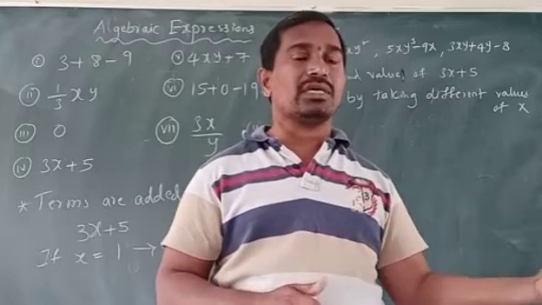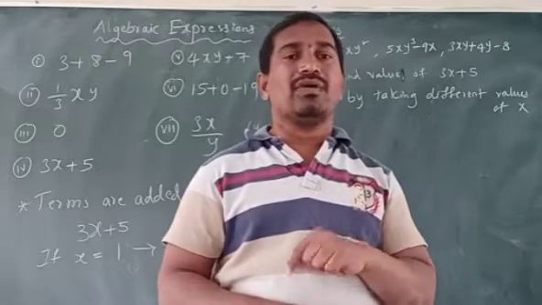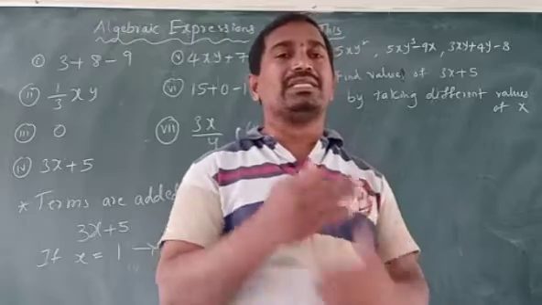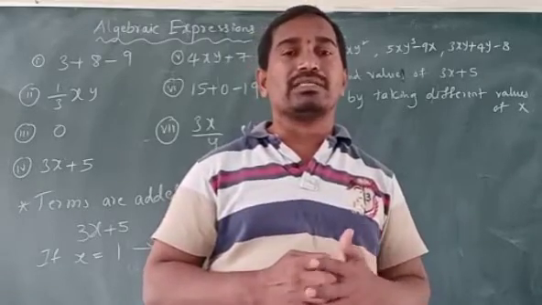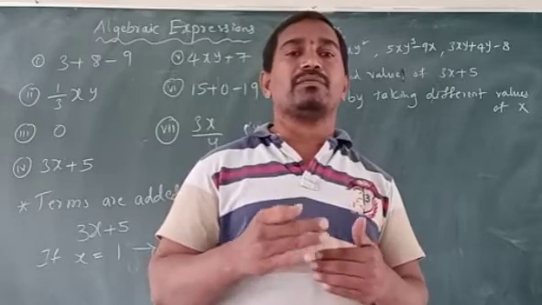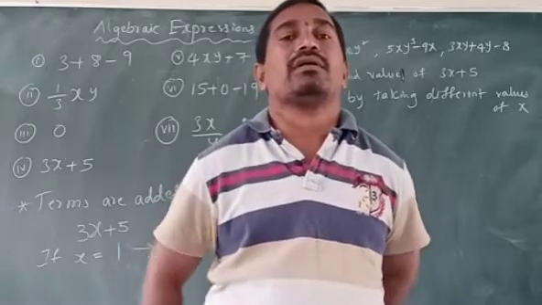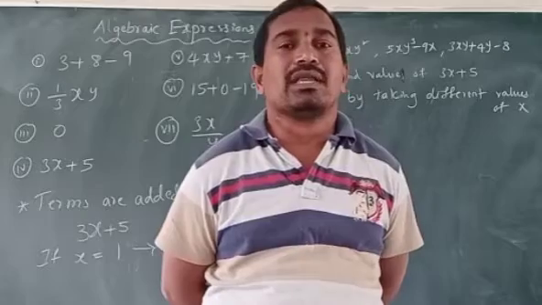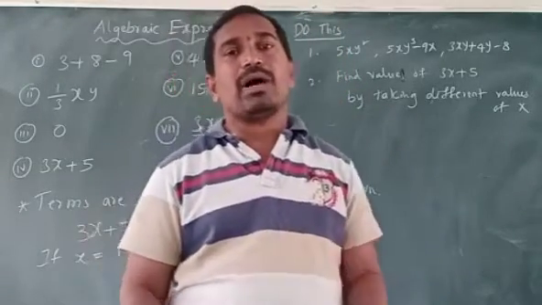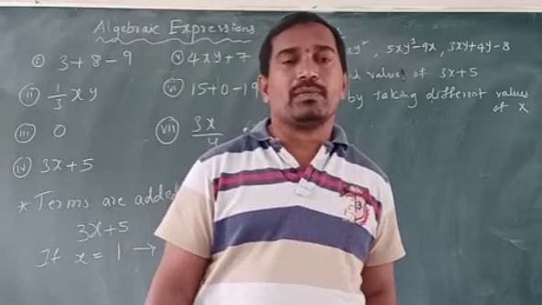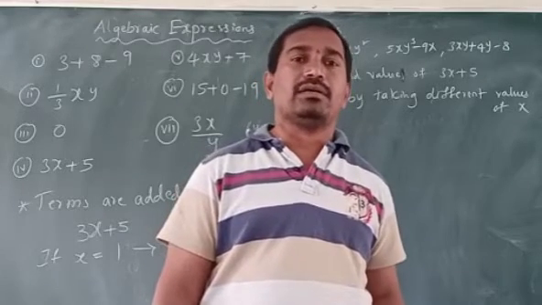But on Tuesday, the P value; on Wednesday, the P value. That means changing. The changing values are called variables. We can say variable means varies, means changes. Generally, we take English small letters to denote variables, that means small x, small y, small z.